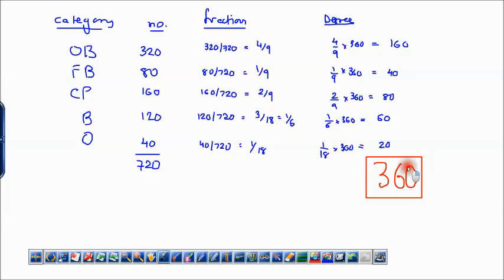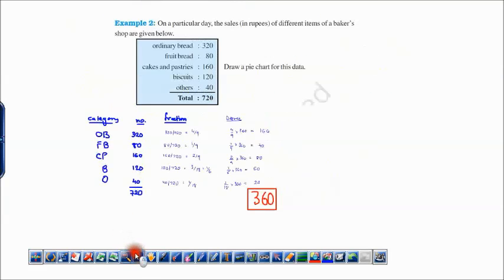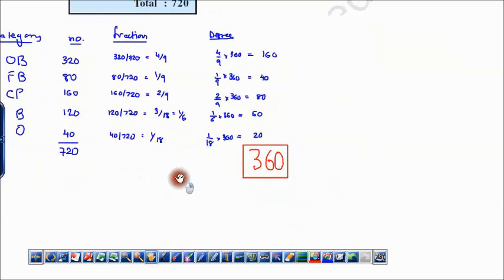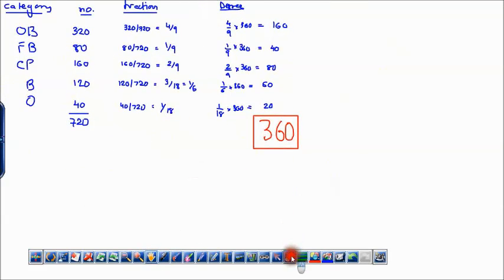So I hope you have made this table. Now we will start drawing the pie chart based on this table. Draw a circle of 3, 4, 5 centimeter, whatever you feel comfortable with.